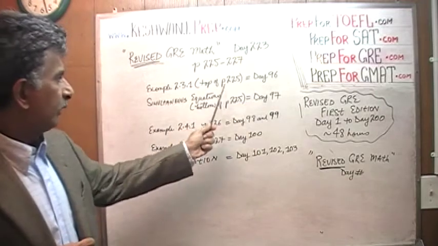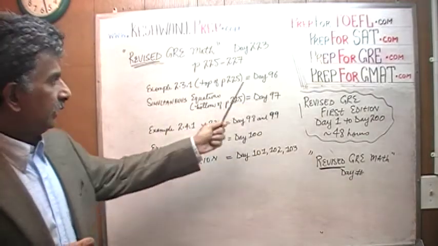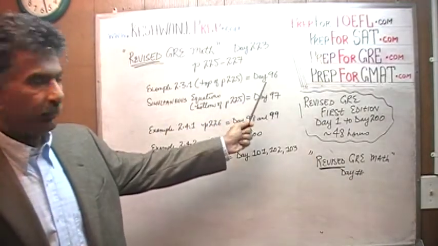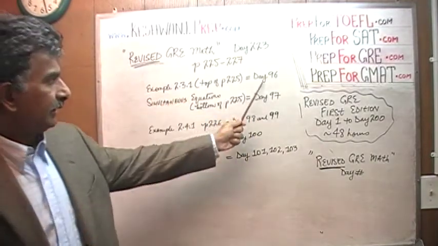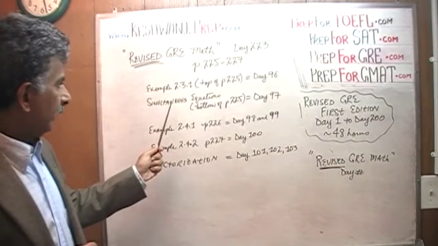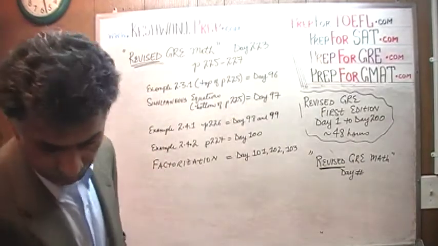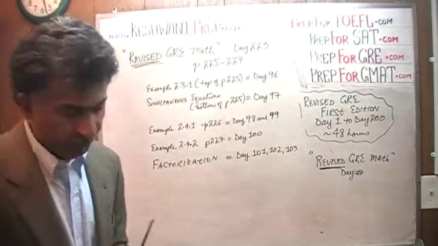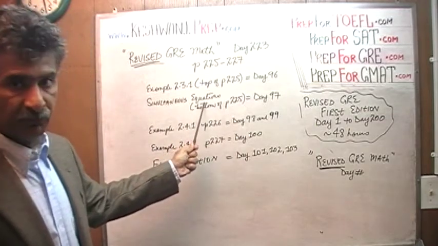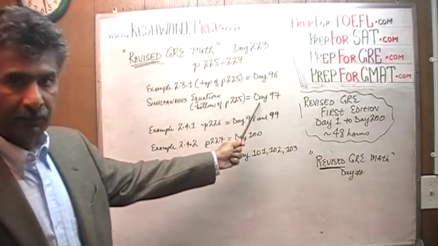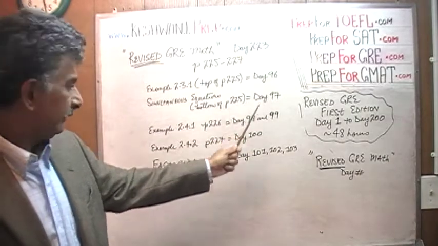So on top of page 225, there's problem number 1. I did that problem on day 96. Just type in revised GRE math, day 96, and it will pop right up. And after that, at the bottom of the page, it doesn't have a problem number, but on the very bottom of page 225, they have simultaneous equations. And we did that problem of simultaneous equations on day 97.